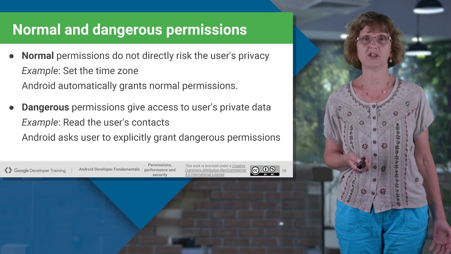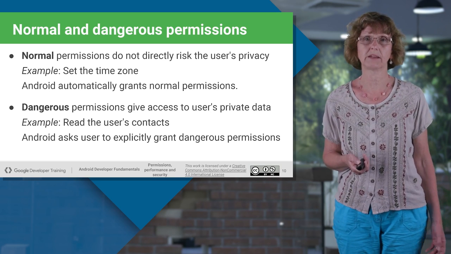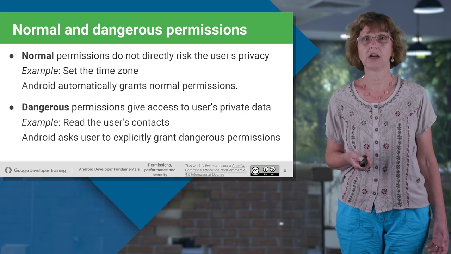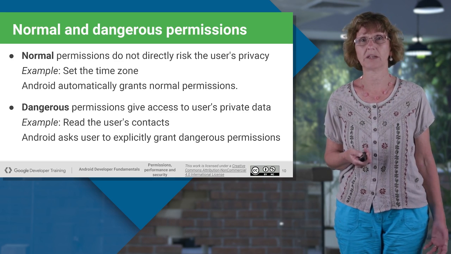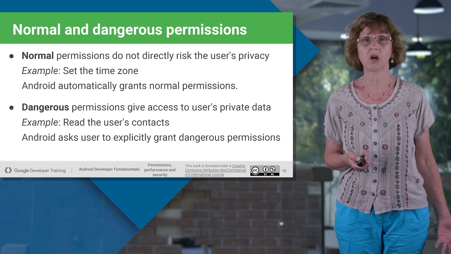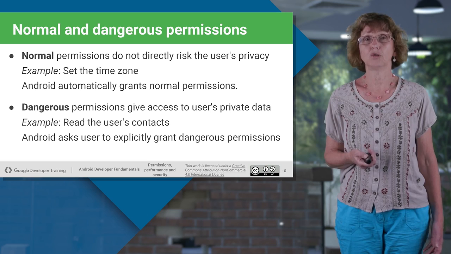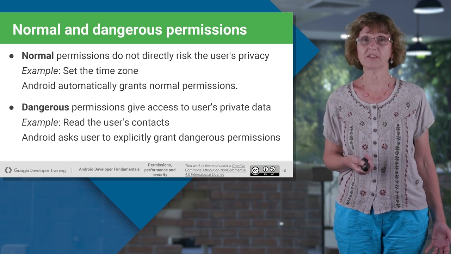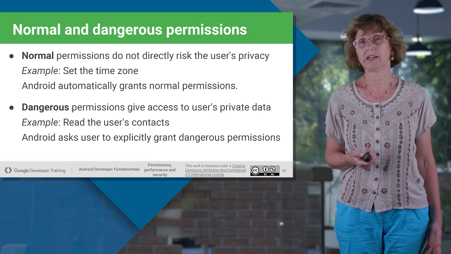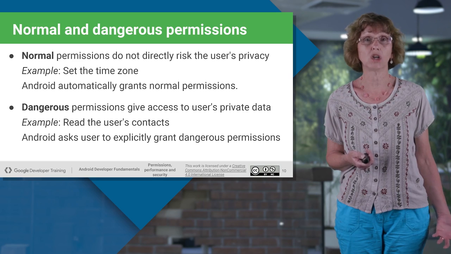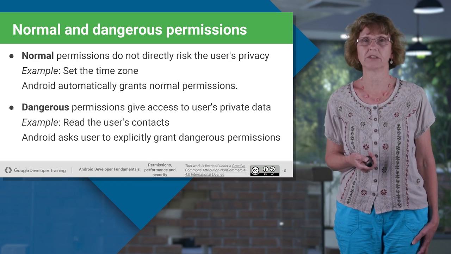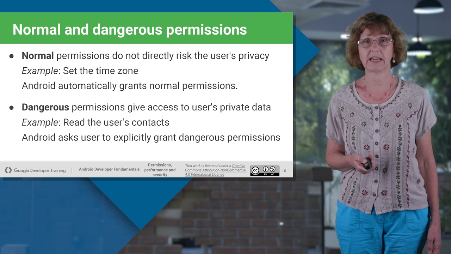And a normal permission is permission to do something that doesn't directly risk the user's privacy. So an example would be setting the time zone. The user's personal data is not going to be adversely affected if you set the time zone. Another example might be setting the volume louder or quieter. That's not going to infringe on the user's personal data.